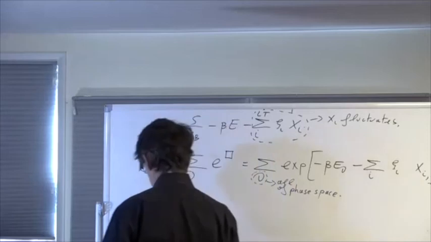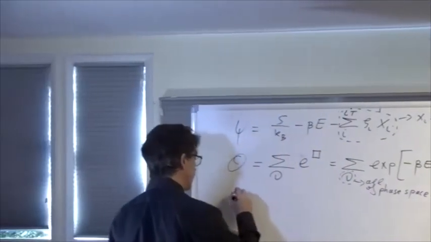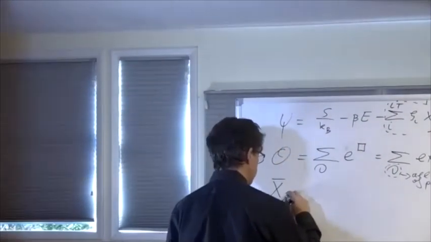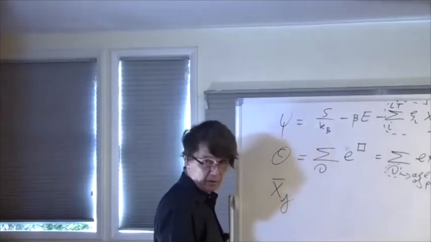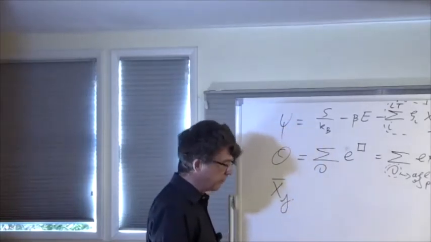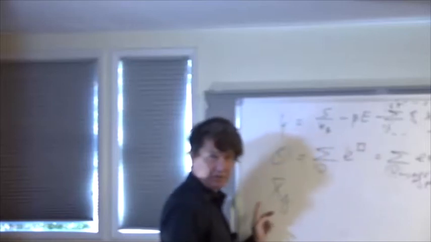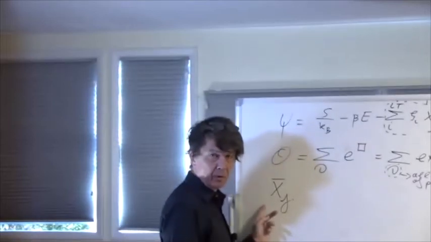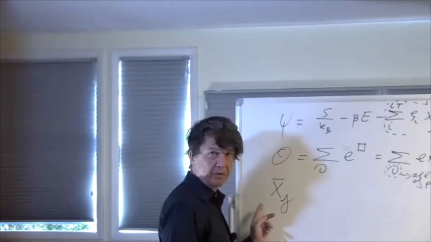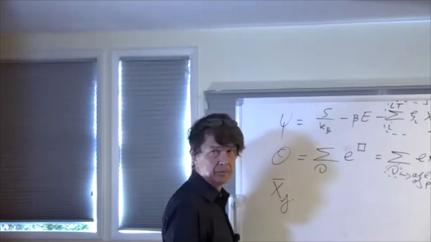Okay, so how do you get the average value of xj of this extensive quantity in general? Well, I hope that again, by now you've done a few problems and you've tried this. These average values of extensive quantities, they are always derivatives of the log of the partition function.